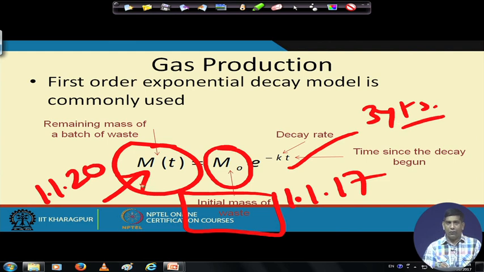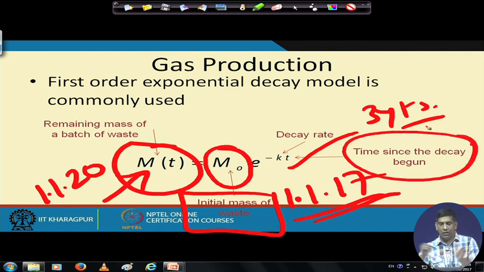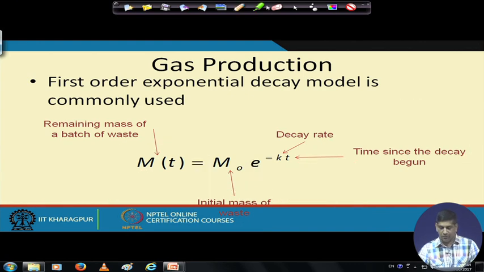So if we want to find out, among the batch of waste which was deposited on 1/1/17, what is the mass left on 1/1/20, that is, on 1st January 2020? It is M0 e to the power of minus k times T. K is the decay rate, and T is the time period, whose unit we can choose based on the unit of K. T is the time since the decay has begun. This is how we can find out how much mass of a particular batch of waste remains.